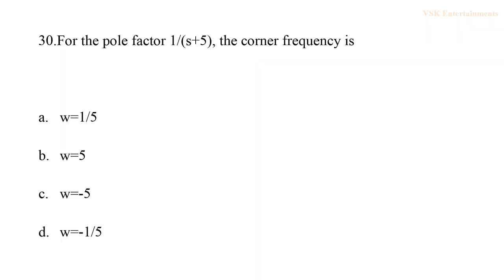Next bit is, for the pole factor 1 by s plus 5, the corner frequency is: options are omega is equal to 1 by 5 radian per second, omega is equal to 5, omega is equal to minus 5, omega is equal to minus 1 by 5. For finding the corner frequency, first we have to find the time constant form. The time constant form is 1 plus s tau. Here we have s plus 5, and we have to convert it into the 1 plus s tau form.